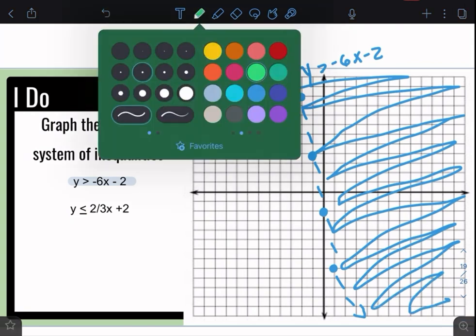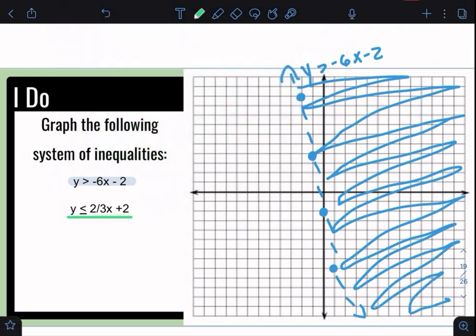Alright, let's go to the other one. That's a 2, so I'm going to start at plus 2, up 2. Now 2 over 3, so up 2 to the right 3. Up 2 to the right 3. Up 2 to the right 3. 1, 2, 3. Up 2 to the right 3.